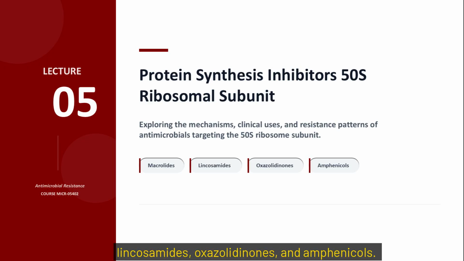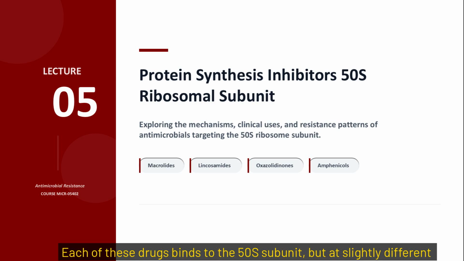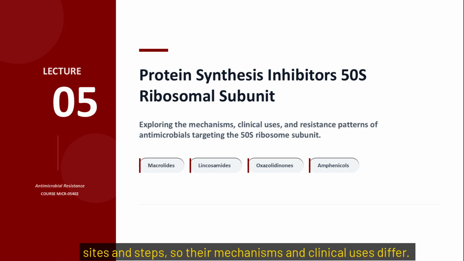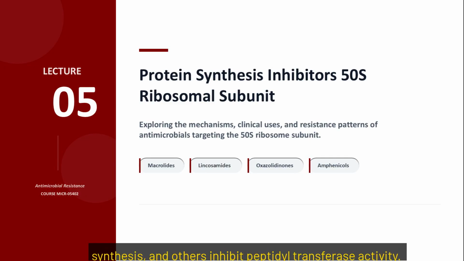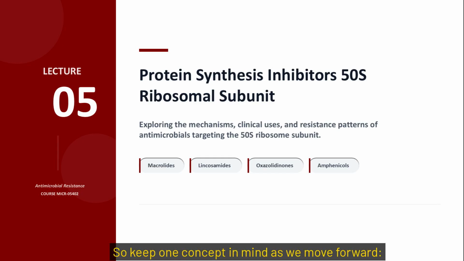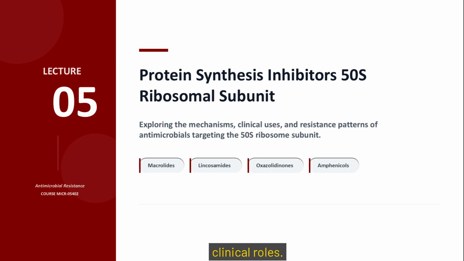In this lecture, we will cover 4 major groups: macrolides, lincosamides, oxazolidinones, and amphenicols. Each of these drugs binds to the 50S subunit, but at slightly different sites and steps, so their mechanisms and clinical uses differ. Some block peptide elongation, some prevent initiation of protein synthesis, and others inhibit peptidyl transferase activity. So keep one concept in mind as we move forward: different drugs, same target, 50S, but different mechanisms and clinical roles.